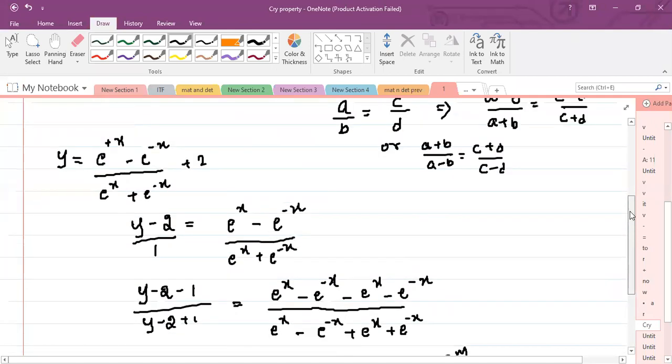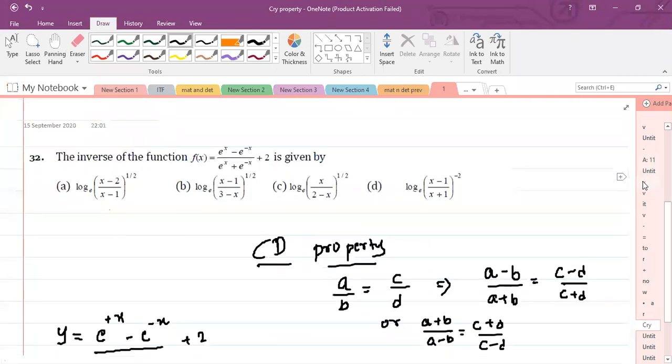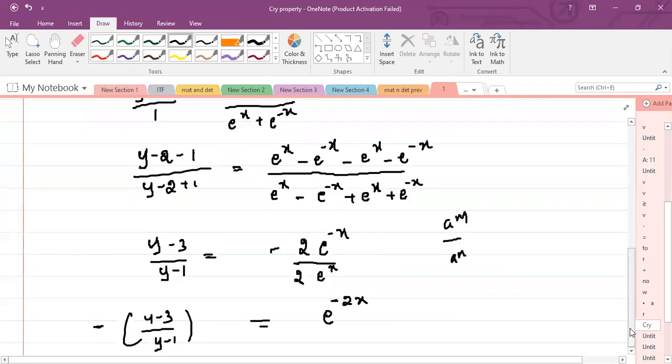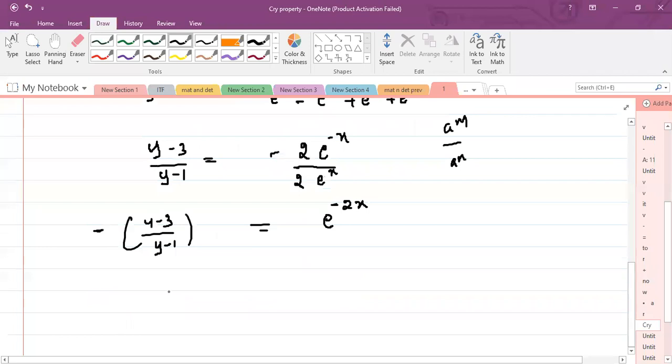Now I will be looking at the options. Every option is in logarithmic terms. Therefore, I will apply log on both sides. Before applying log, I will shift this minus sign inside. Then it becomes (3 minus y) divided by (y minus 1) is equal to e raised to minus 2x. Then log to the base e on both sides.